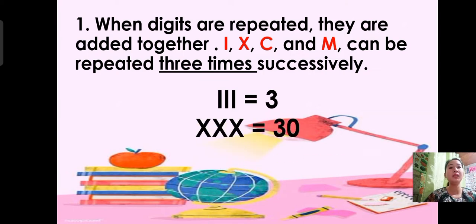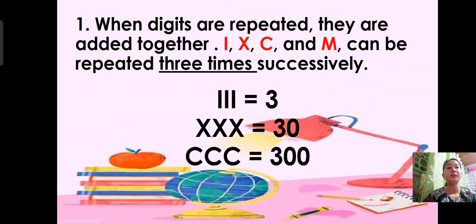Another example. We have here Roman numeral X. It is repeated 3 times. So, what you are going to do again is you add the value of it together. The value of X is 10 plus 10 plus 10, so we get 30.